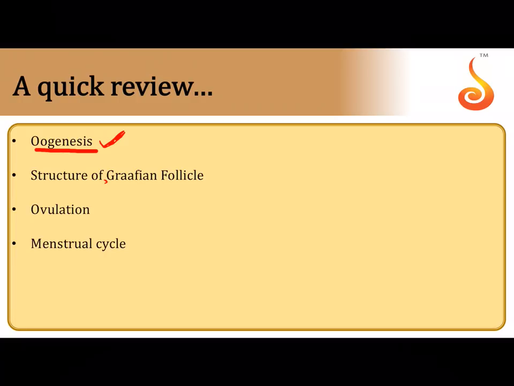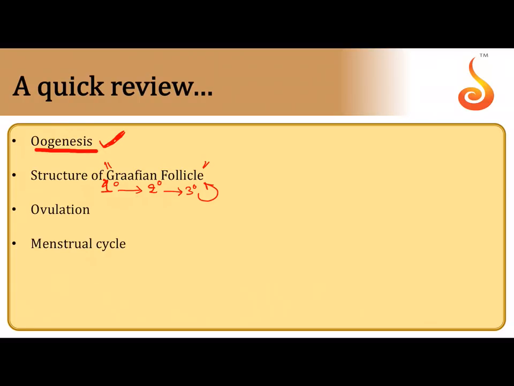Then we had seen the stages of follicular development. We had seen how a primary follicle becomes a secondary follicle, which becomes a tertiary follicle, and which finally transforms into a mature Graafian follicle. And we had also discussed the structure of the Graafian follicle, followed by when the Graafian follicle ruptures. We had discussed ovulation, and then we had learned the different phases of the menstrual cycle, which is the monthly reproductive cycle, which happens in humans and broadly speaking in all the primate mammals.